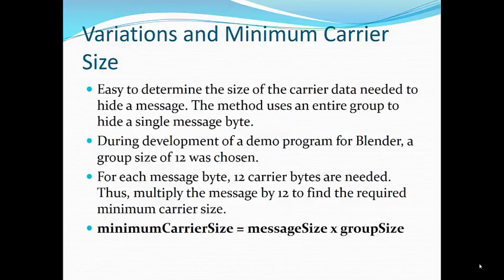It's easy to determine the size of the carrier data needed to hide a message. The method uses an entire group to hide a single message byte. During development of the demo program for Blender, a group size of 12 was chosen. For each message byte, 12 carrier bytes are needed. Thus, multiply the message by 12 to find the required minimum carrier size.